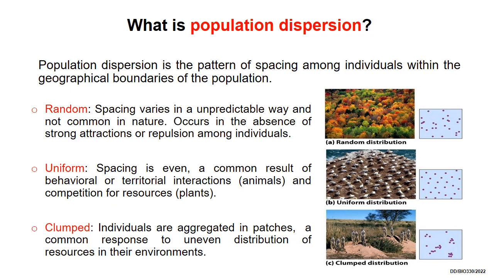The second type, uniform. Uniform spacing is even, and that is a common result of behavioral or territorial interaction in animals or in plants. It is due to competition for resources. The third type, clump. In clump dispersion, individuals are aggregated in patches, and this is a common response to uneven distribution of resources in their environment.